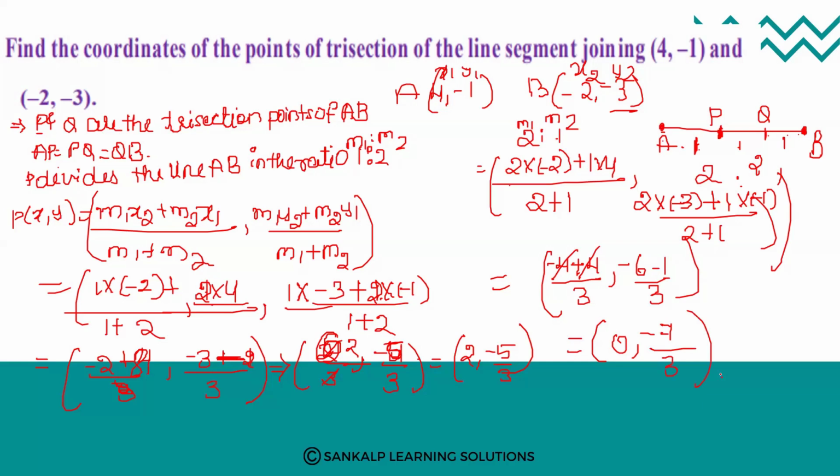So these are the coordinates of the points of trisection. When trisection is given, we do it this way. This can be asked for 3 marks. A to P is 1:2, and Q divides the line in the ratio 2:1, which we also find out. So that is (0, -7/3) and (2, -5/3).